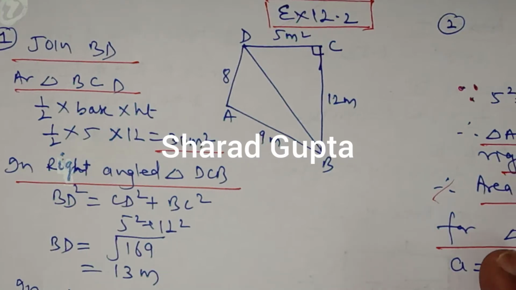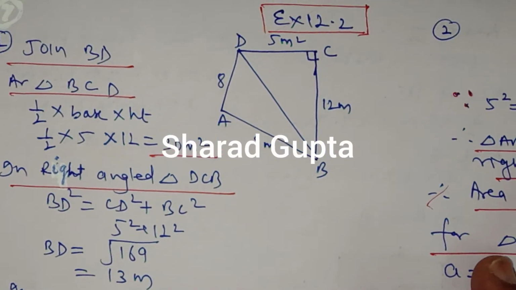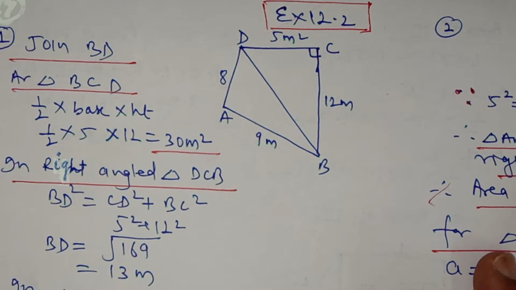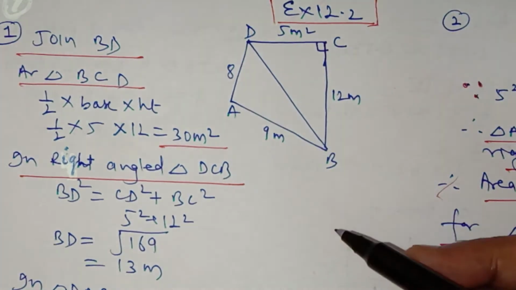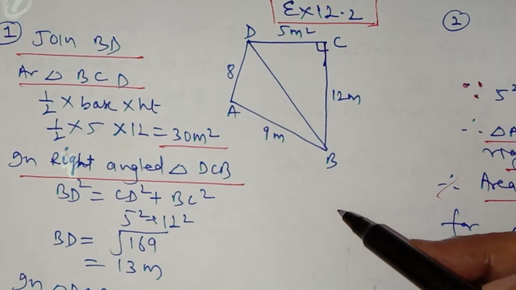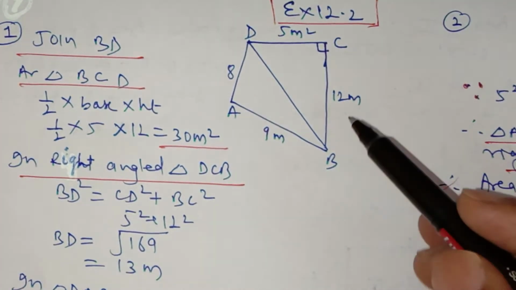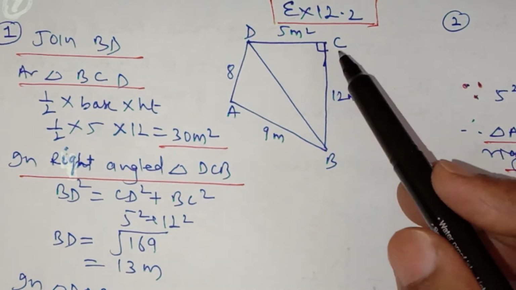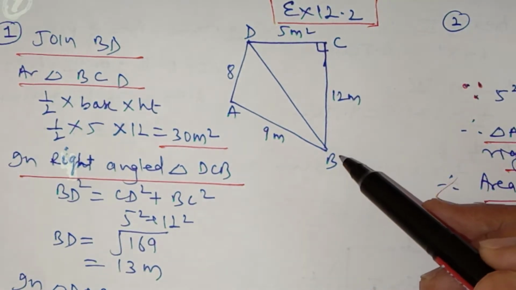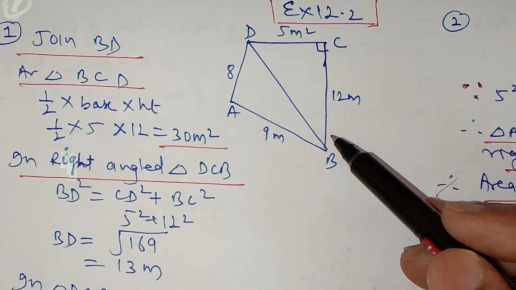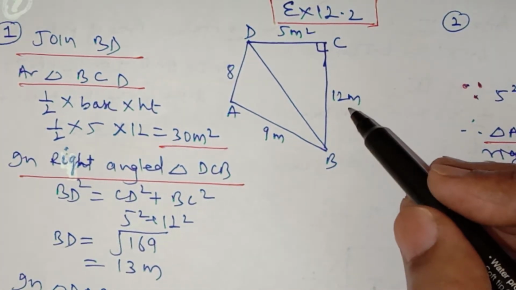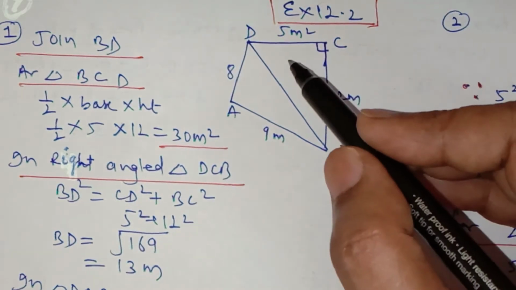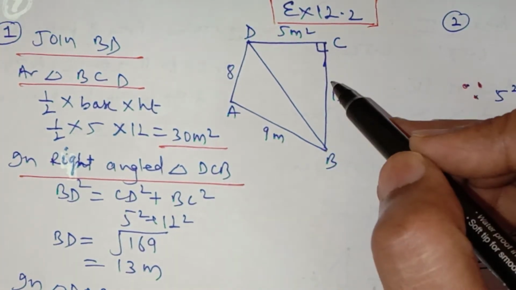Hello, this is lecture number 2 for the chapter Heron's formula for class 9th, and we are starting with exercise 12.2. In question number 1, there is a quadrilateral ABCD in which the sides CD and BC are perpendicular to each other, and the side AB is 9 meter, the side BC is 12 meter, the side CD is 5 meter.